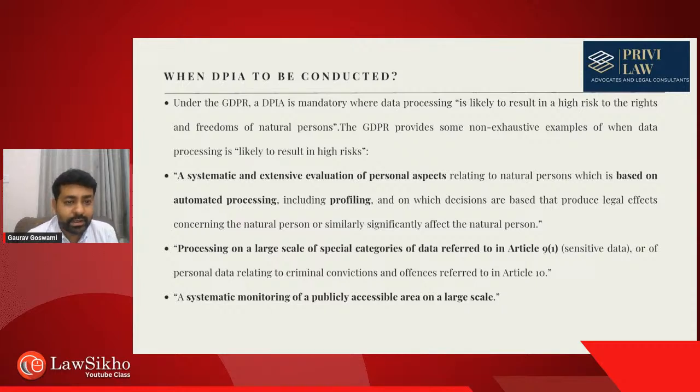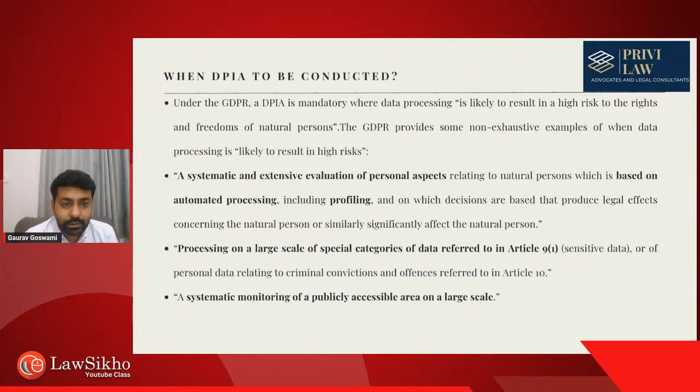In the GDPR, when you read Article 35 itself, it provides certain examples of when you have to conduct one, I mean, how you decide that there is a likelihood of high risk, right? So it has provided certain examples in Article 35 itself. Apart from that, there are guidelines available on the website of the EDPB, so you can also check that. In 2017 they came up with those guidelines, in which they have pointed out what falls within the ambit of processing that is high risk, right?